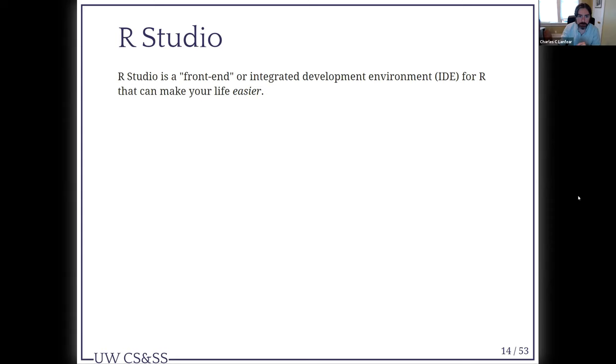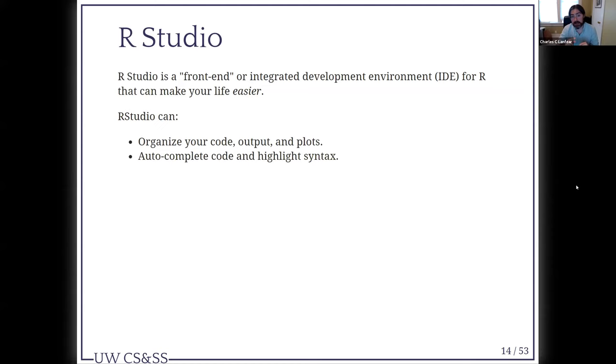So RStudio can do a lot of things. It can organize your code, your output, and your plots. I'll show the interface and walk you through it. There are all sorts of tabs that have everything you need. It can auto-complete code and highlight syntax. Auto-completion of code is really nice. If you have long names for functions or objects that you're using, it's nice to not have to fully retype them each time. You can partially type them and hit tab, and it will finish writing it for you. Saves you a little bit of time. It'll also color code your syntax to let you know what stuff is where, so you can quickly scroll through and find things.